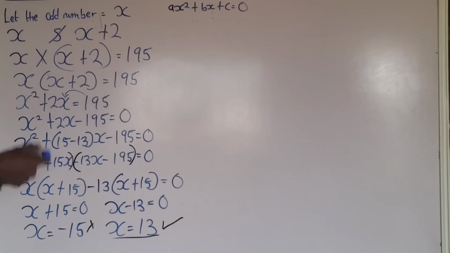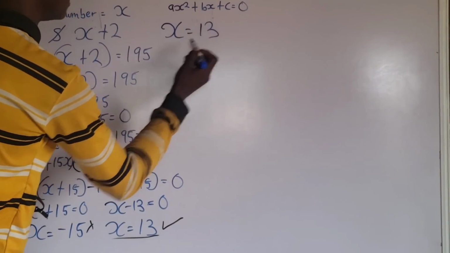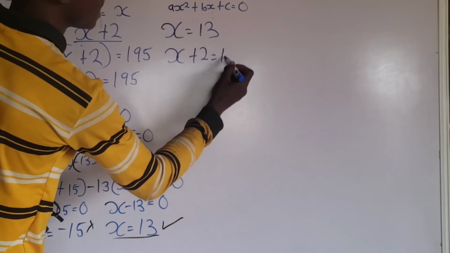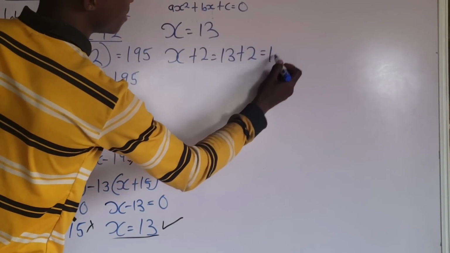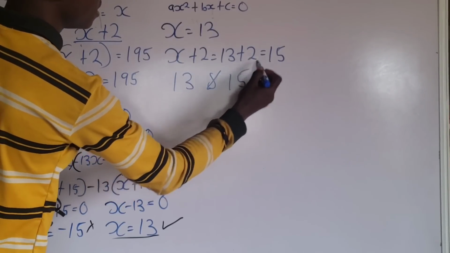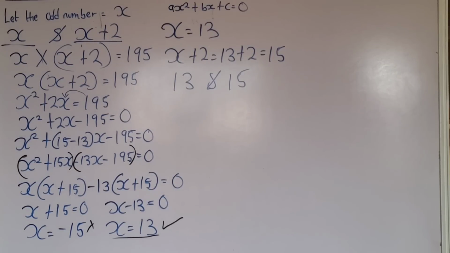So the first number is what? It is x. So the first number x equals 13. The second number is what? x plus 2. And x plus 2 is equals to what? 13 plus 2, which is what? 15. So the two numbers are 13 and 15 respectively. Do you understand? The two positive consecutive odd numbers are 13 and 15 respectively. Trust you understand. If you didn't understand, listen to the explanation again.